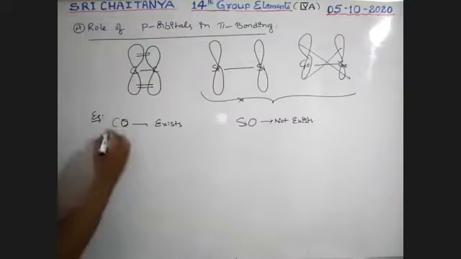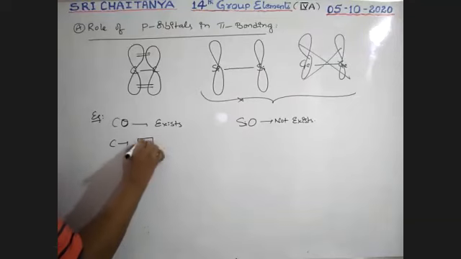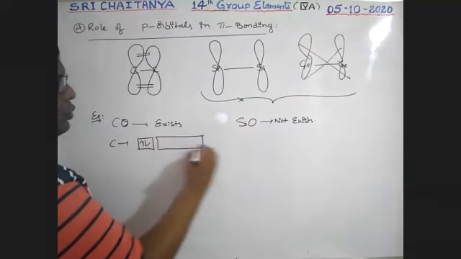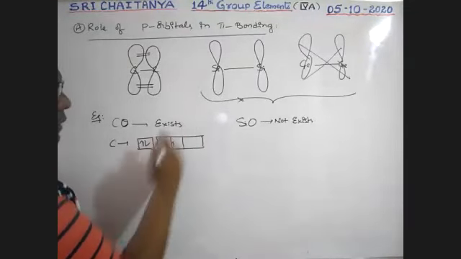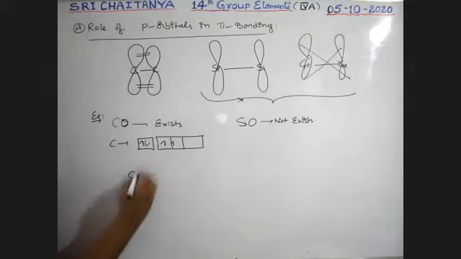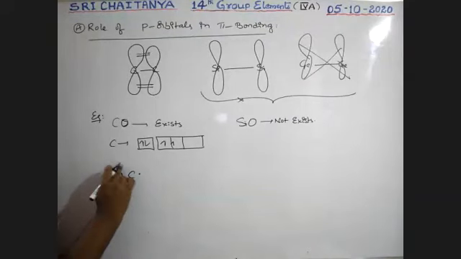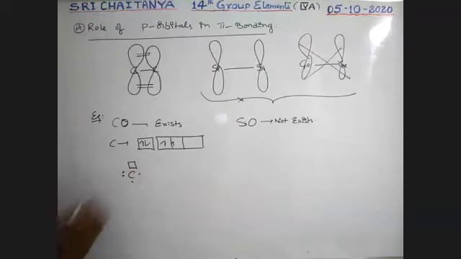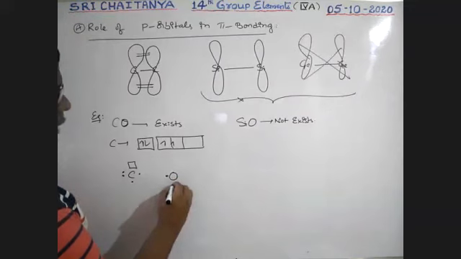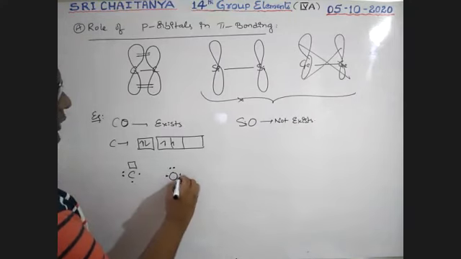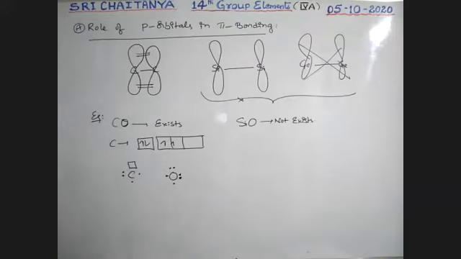See here, the carbon ground state contains a pair of electrons and two unpaired electrons, so one orbital is empty. I am writing here carbon: two unpaired electrons, a pair of electrons, and an empty orbital. This is about carbon, boys: two unpaired electrons, one lone pair and one empty orbital. Oxygen contains two unpaired electrons and two pairs of electrons.